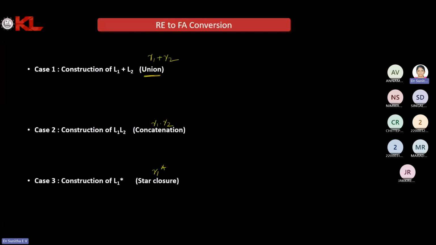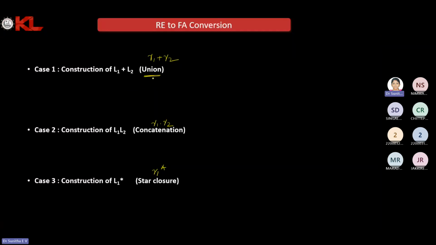When we do the union, R1 union R2, first we have to draw the machine for R1. Suppose the machine for R1 is M1. Then you draw the machine for R2, let it be M2. Then to make this expression, we introduce a new initial state here, then introduce a new final state here.